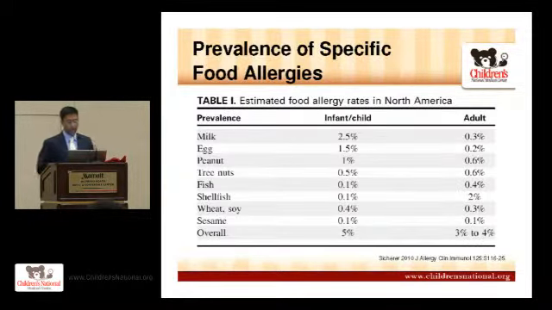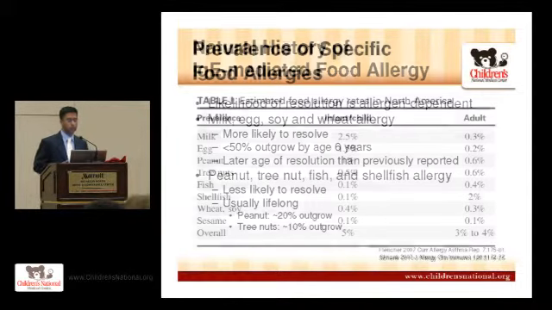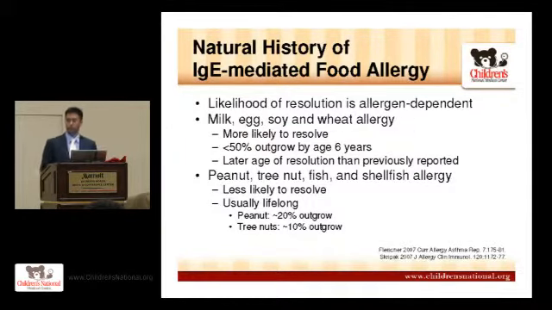The prevalence of food allergy is listed here for a variety of food allergens. Milk, egg, and peanut are the most common food allergies among children, and then shellfish, peanut, and tree nut are the most common among adults. And you might be wondering, well, why is it different? Why are there some food allergies common among kids and others among adults? Well, the reason is because of the likelihood of resolution. This is, in fact, allergen dependent.